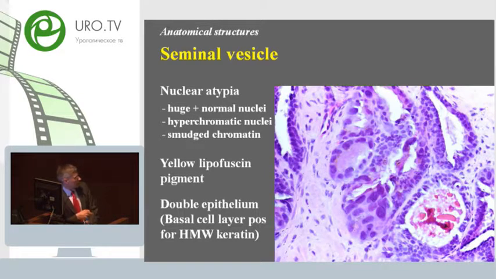But you never have this very pronounced nuclear atypia in prostate cancer. This is degenerative. And you also have some yellow pigment here, which is typical for seminal vesicle.